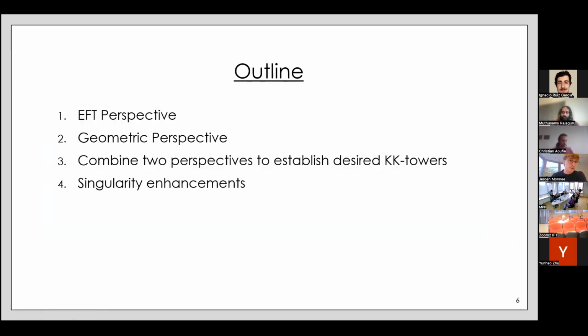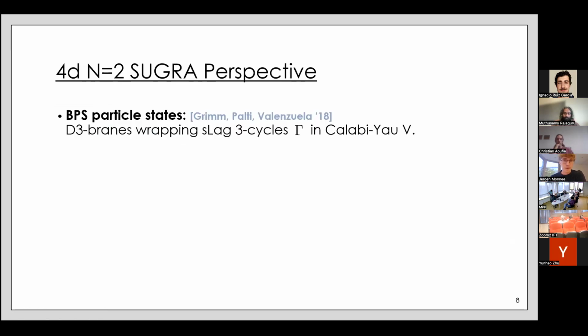Okay, so this brings me to the outline of today's talk. I will first recall some basics from the EFT point of view, then I'll tell you what we need from the geometric point of view, and then most of the talk is based on combining these two perspectives to address these two questions I just mentioned. And then at the end, I will say a few words about what the physical interpretation is of singularity enhancements in multi-parameter cases.